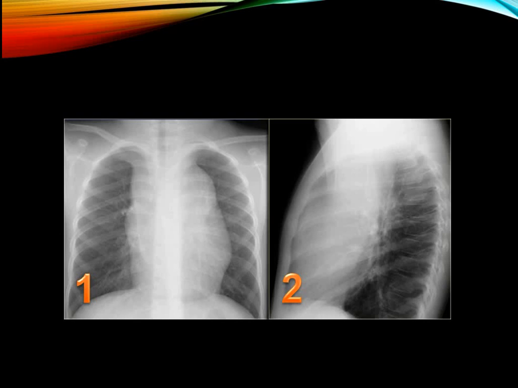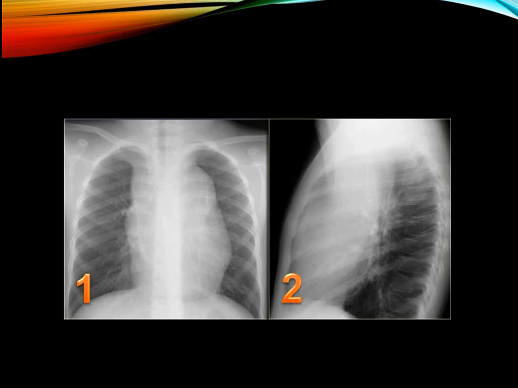Chest X-ray 1 showing widening of the mediastinum in the PA film, and the lateral chest X-ray showing that the widening is by an anterior mediastinal mass, as shown by the opacity seen over the opacity of the cardiac shadow, so it's anterior in position.